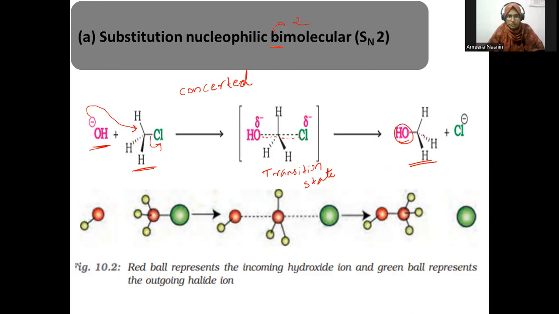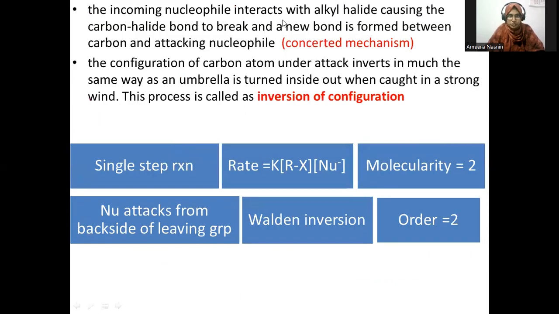So this reaction is a single step reaction. Substitution nucleophilic bimolecular reaction is a bimolecular process which follows a single step concerted mechanism. Here is another depiction of this reaction. The incoming nucleophile interacts with the alkyl halide, causing the carbon halide bond to break, and a new bond is formed between carbon and the attacking nucleophile.